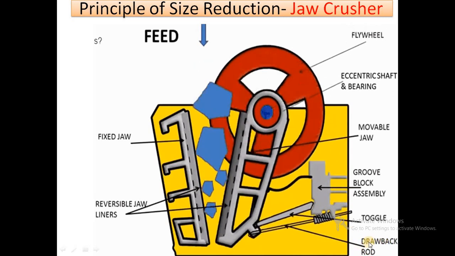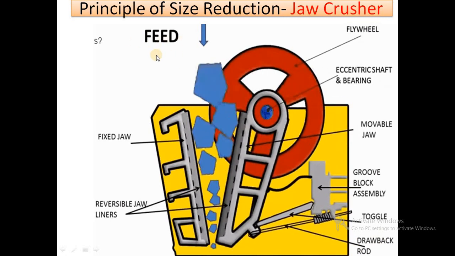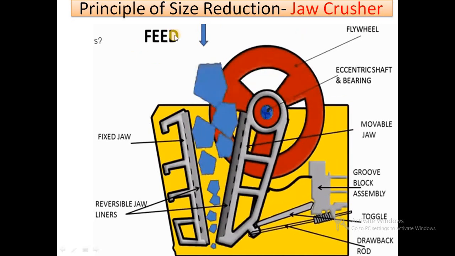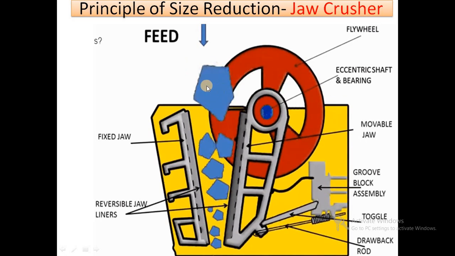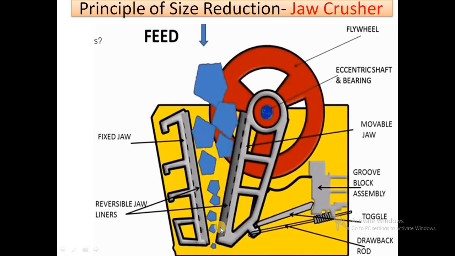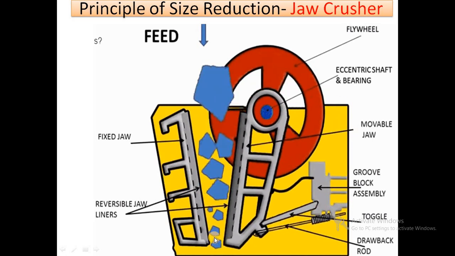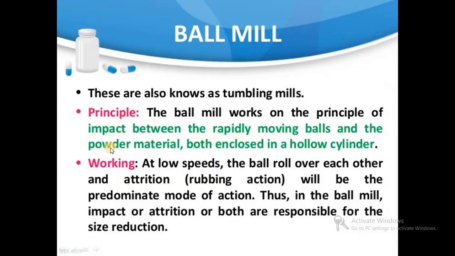And this is a drawback rod, and the material, that is the feed material, stone or ore materials, that is bulk materials. Large particles are inserted from this point, and after passing through this jaw crusher we are getting smaller particles. So this is the working phenomenon of the jaw crusher.